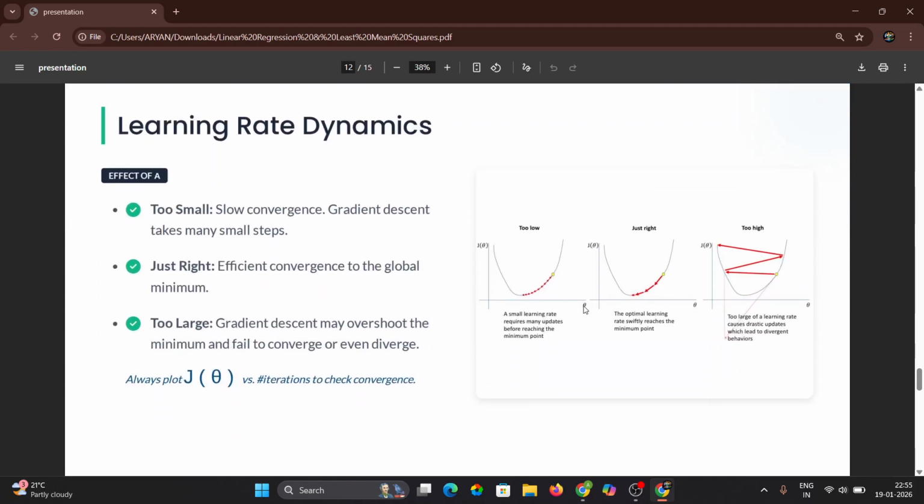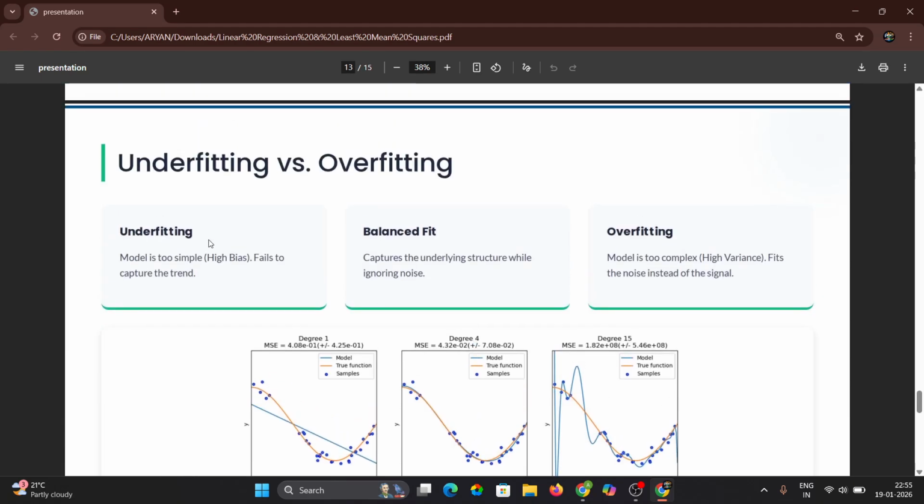Now, learning rate. I have told you that when the alpha value is very small, there will be slow convergence and it will take a longer time because it takes very small steps. If it is the right value, it will converge easily, will not take longer, and will not overshoot the minima. When you take a large value, it may overshoot the minima and will not converge to the minima.